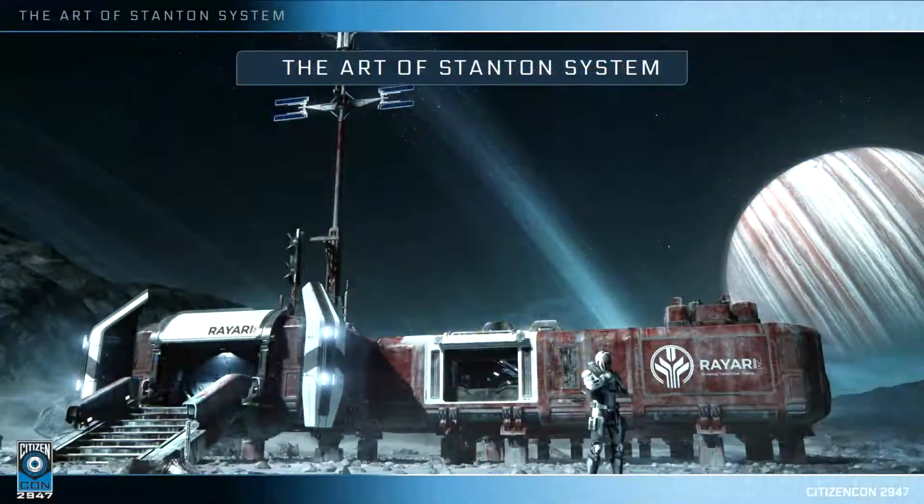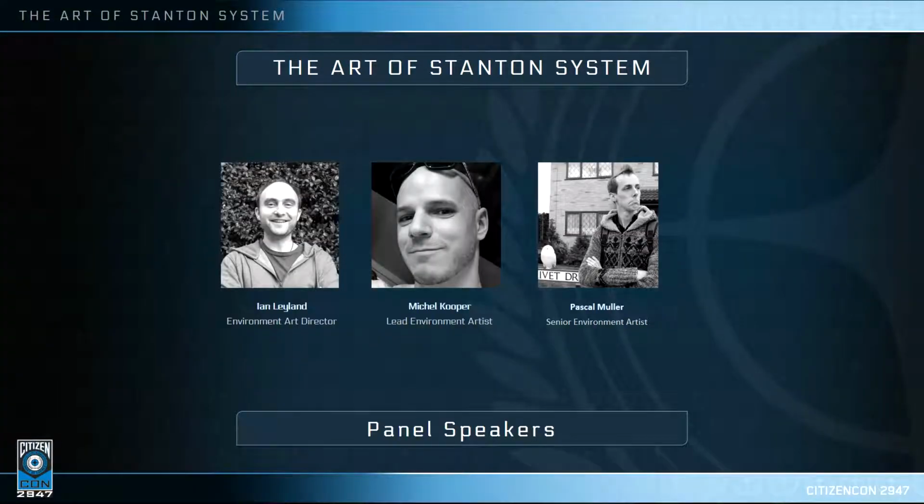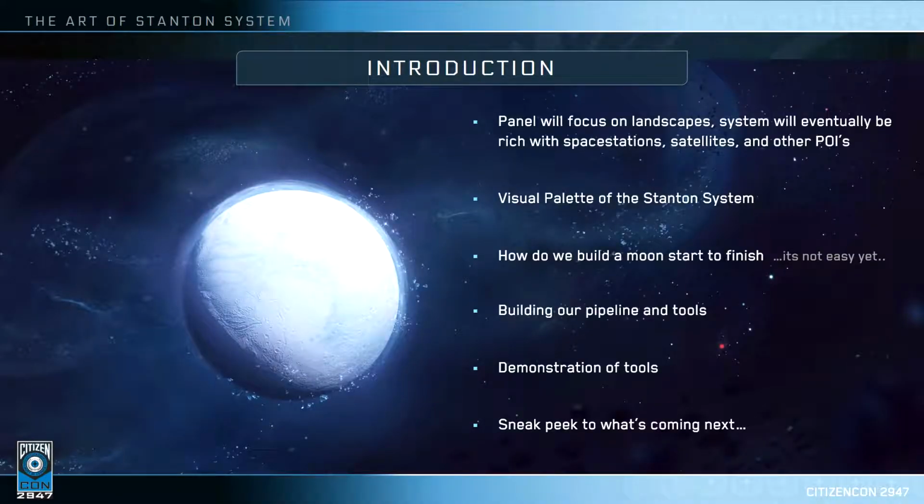All right. Okay. So we've been working on the Stanton System for a little bit. And what I want to do is we'll actually go through, that's me, that's Michel, and that's Pascal. Check that owl out. It's a sweet owl. Okay, so I want this panel just to focus on the landscapes. So, within a system, you're going to have quite a variety of locations, space stations, satellites, that sort of thing. But this panel, I just wanted to focus on the landscapes, because that's more than enough for 40 minutes.